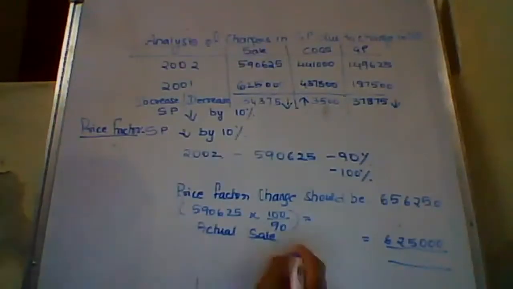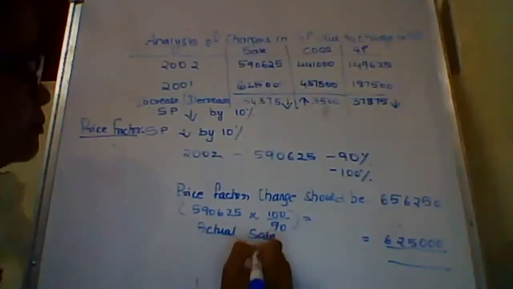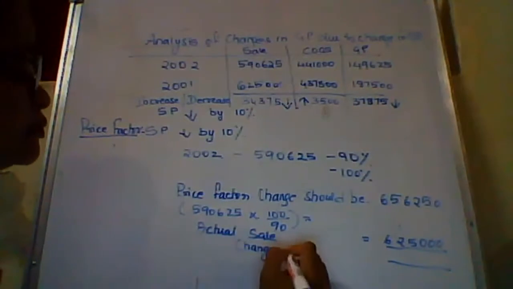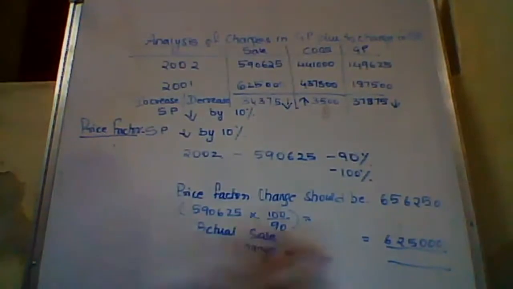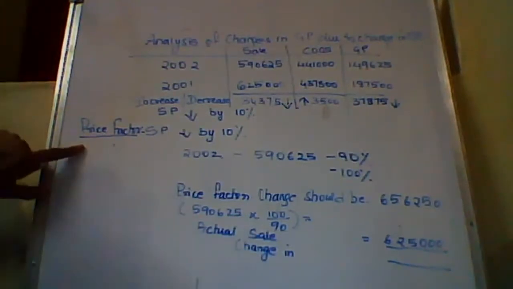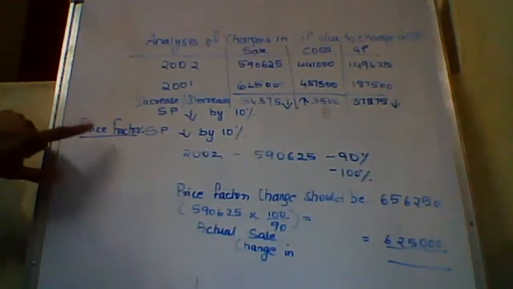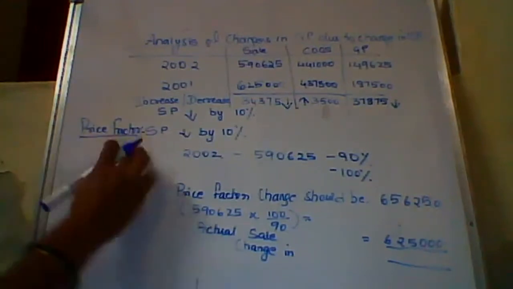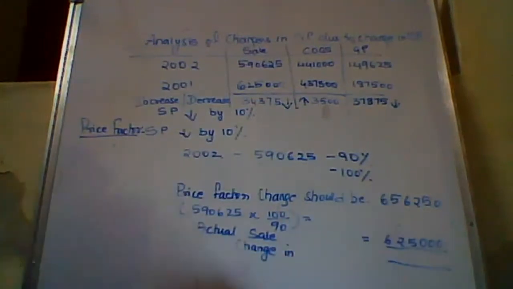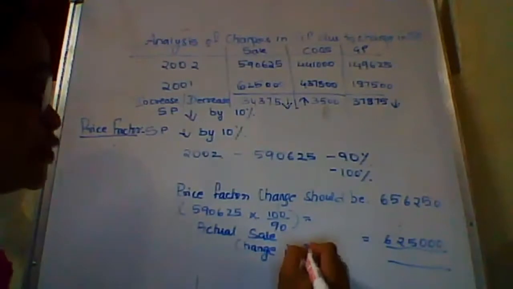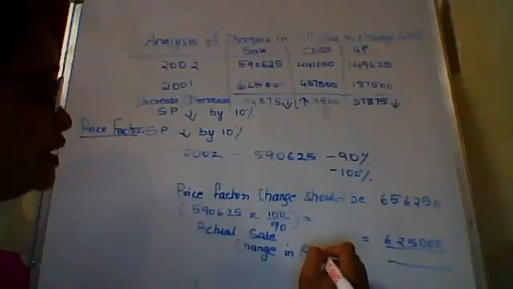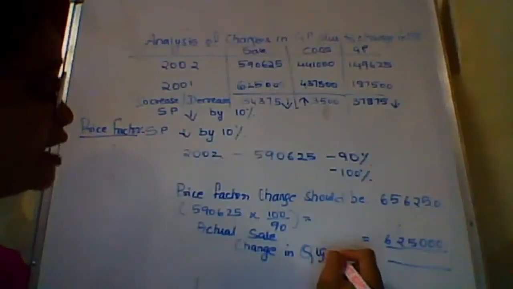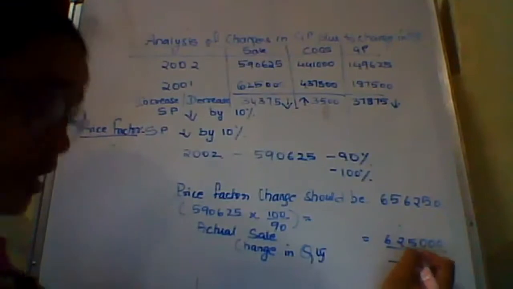Actual sale is 6,25,000. Now, what is the change which you have? This is price factor change. I hope you are understanding. This is price factor change. So, if you remove the price factor change, what is the remaining change which you are going to get? Quantity change. Quantity factor. So, change in the quantity is how much then?